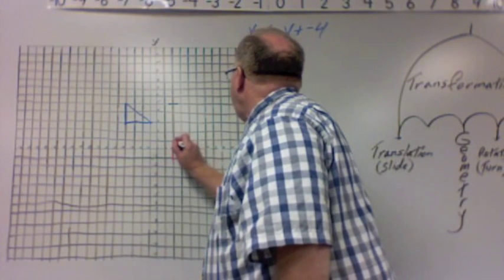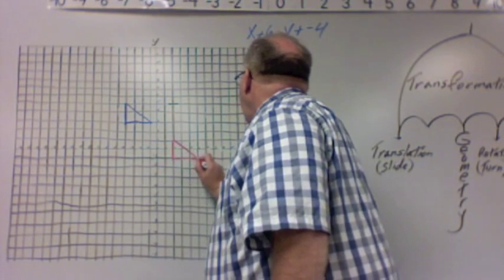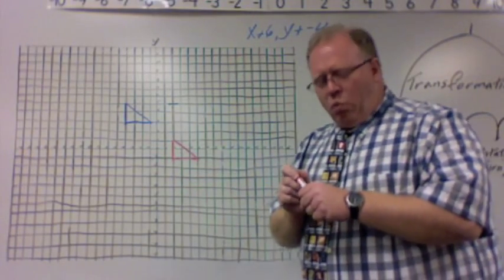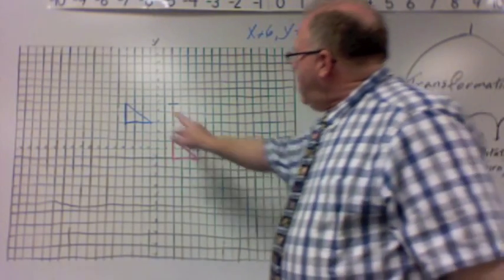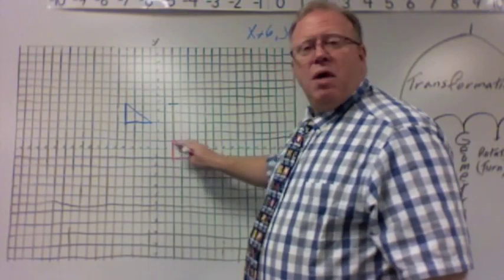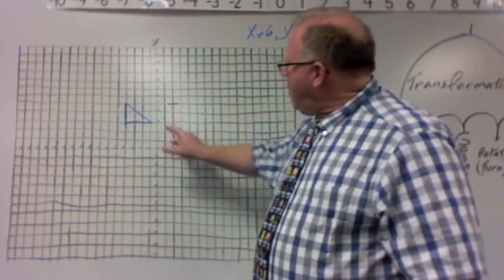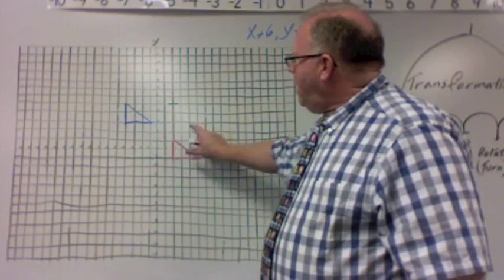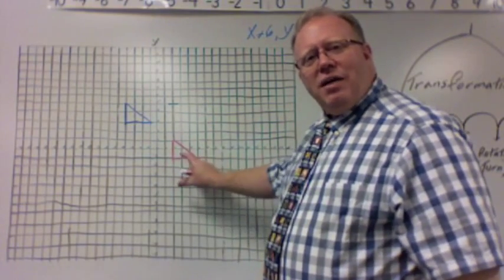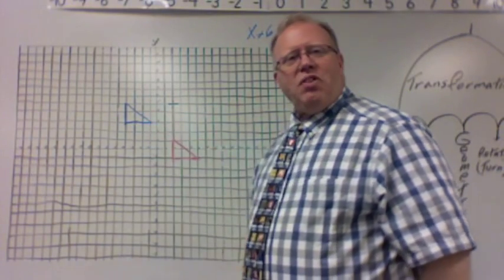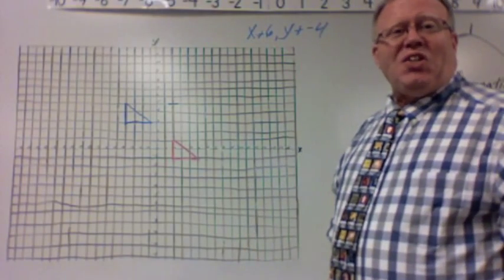There's 2 dots connected, and we'll come across here. And look at that. We have a slide. Notice how it's not changed shape. It didn't change direction or anything else. It just slid. So it slid across and it slid down. And that's how we end up with our translation or our slide.